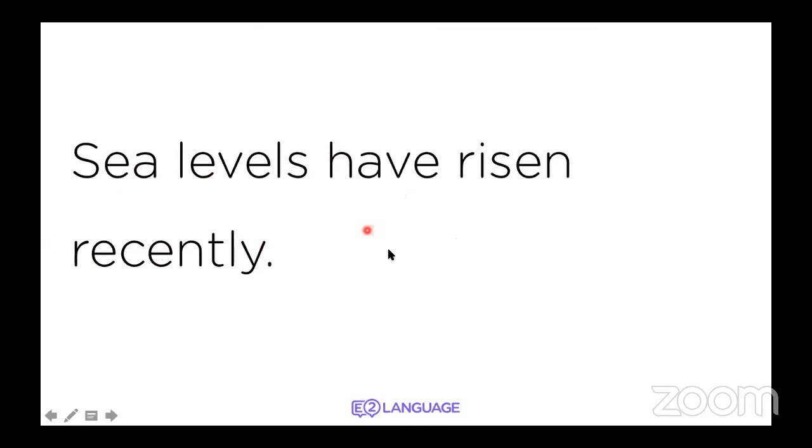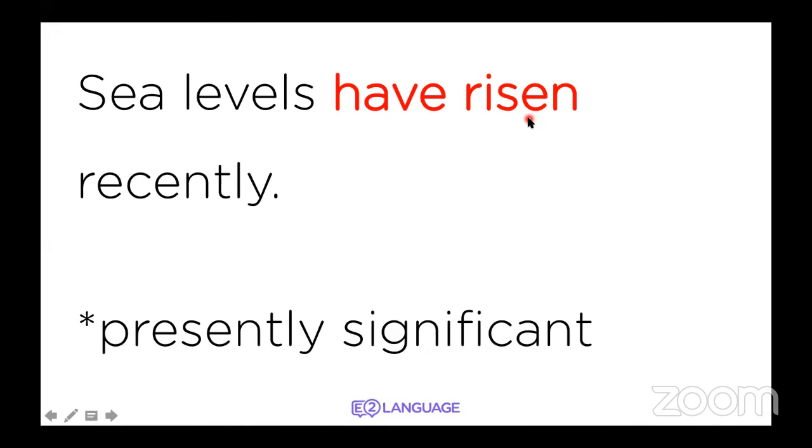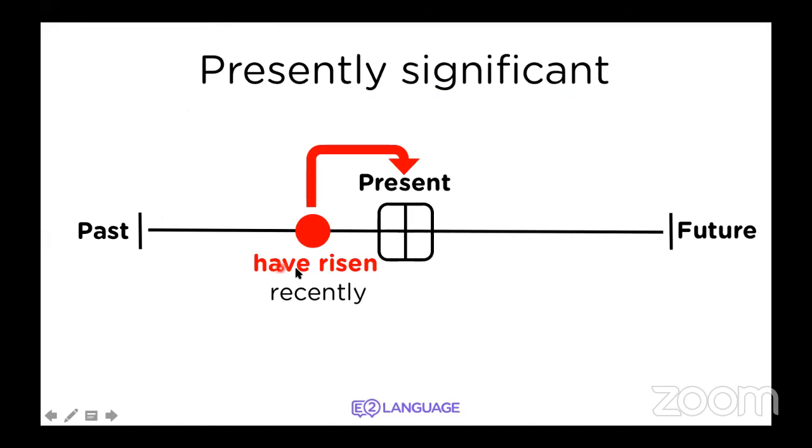Identify the presently significant verb. Correct. Have risen. Sea levels have risen recently. It's presently significant. Don't know exactly when? No, just recently. So they have risen recently. And this is presently significant. We're talking about it now, for example.